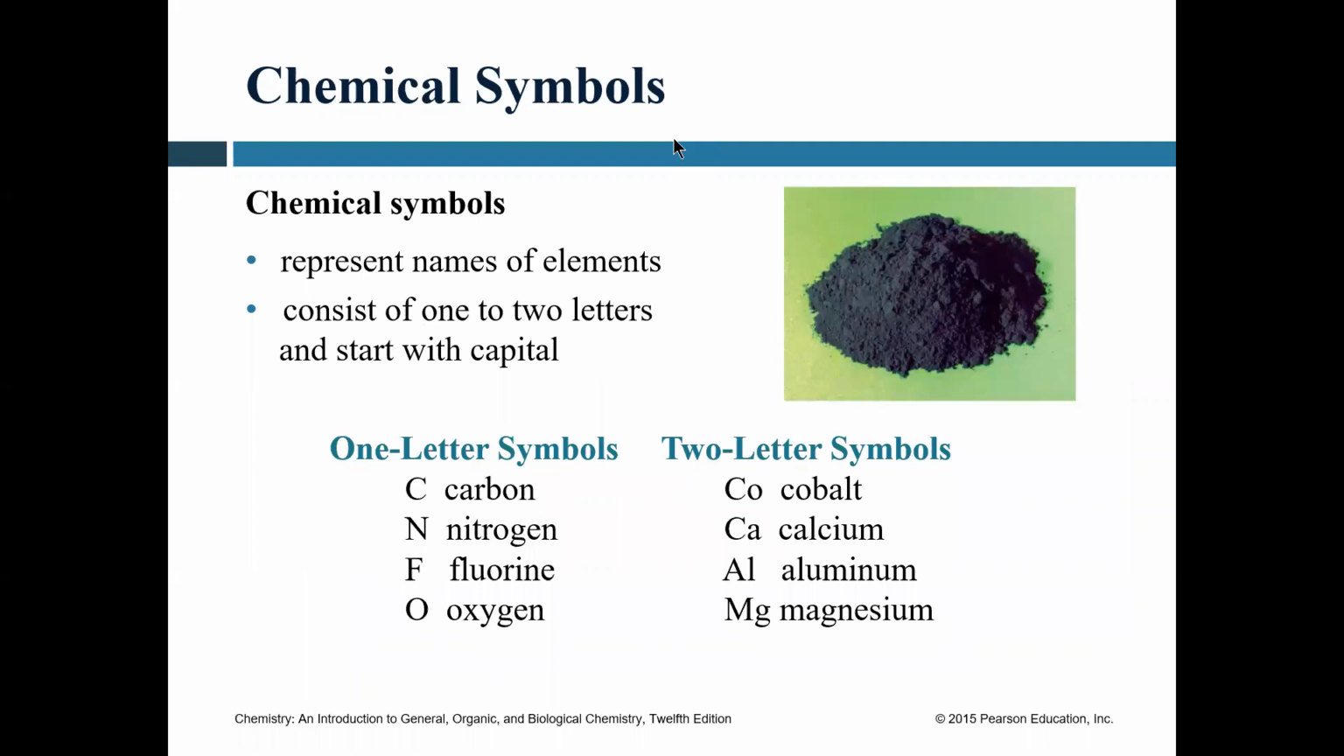As far as your chemical symbols are concerned, chemical symbols represent the name of the element. They usually consist of 1 to 2 letters and start with a capital. On the left here, we've got 1-letter symbols. So carbon is C, nitrogen N, fluorine F, oxygen O. And then to the right, we've got a couple examples of some 2-letter symbols. Cobalt, Co, calcium, Ca, aluminum, magnesium.